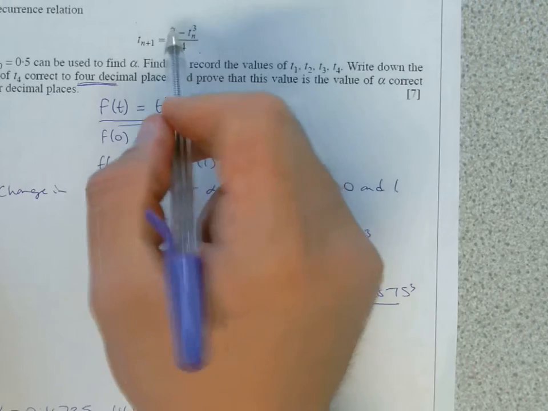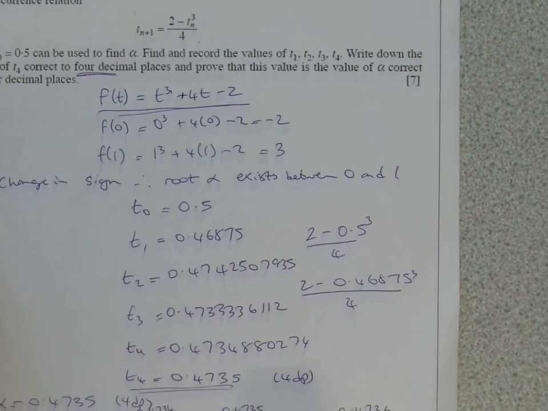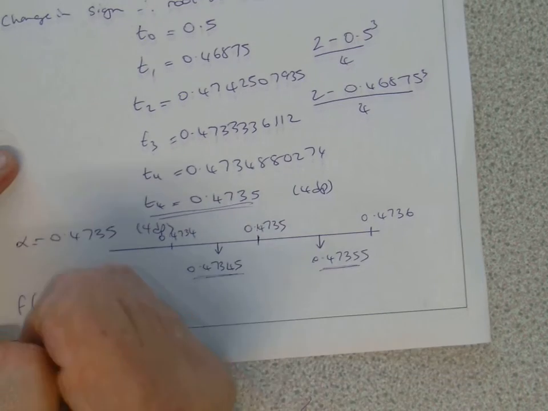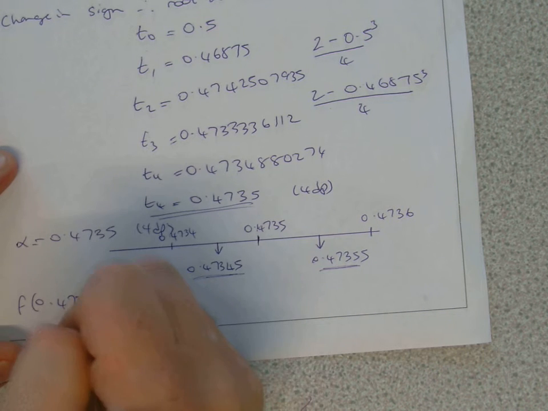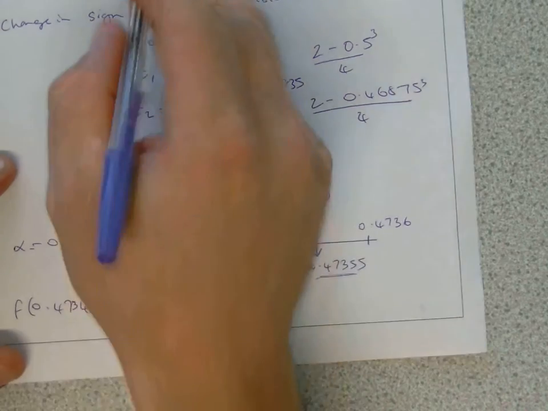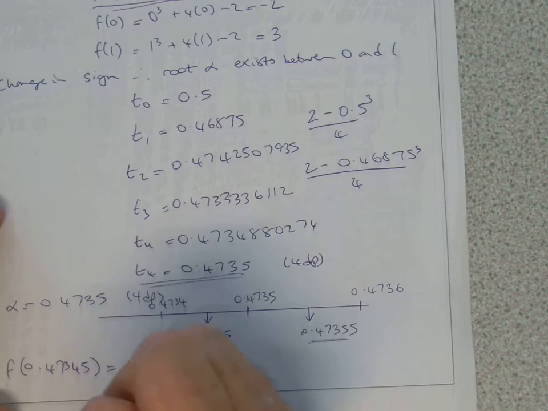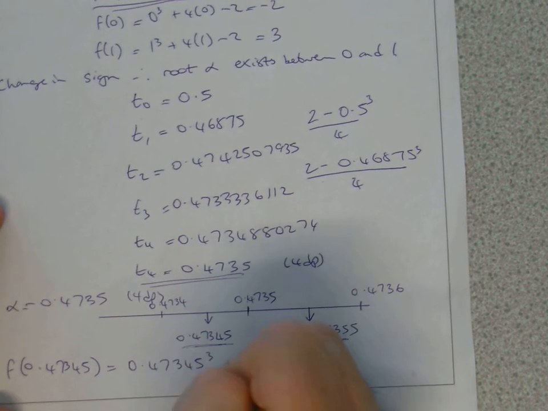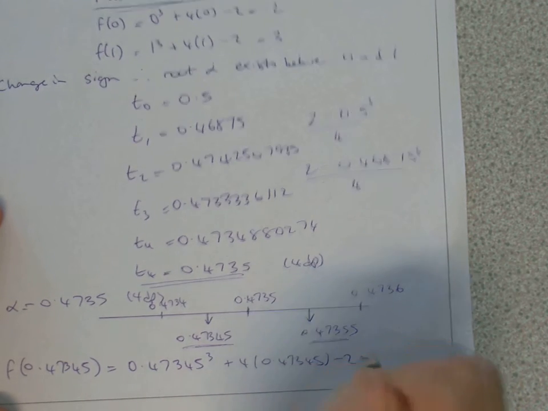Don't use the iteration formula, forget that one. Use the original function and we'll chuck it in there. So we'll put in f of 0.47345. So in our original function, if I'm putting it in there, don't forget, that will be 0.47345 cubed plus 4 times 0.47345, take away 2.